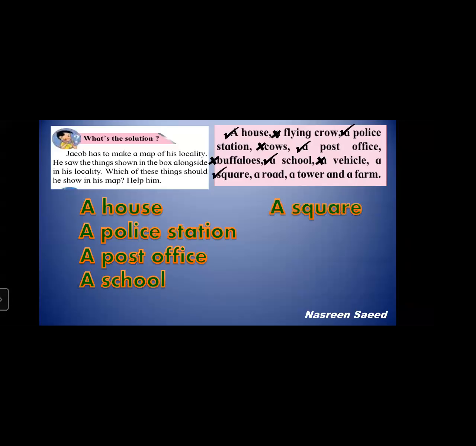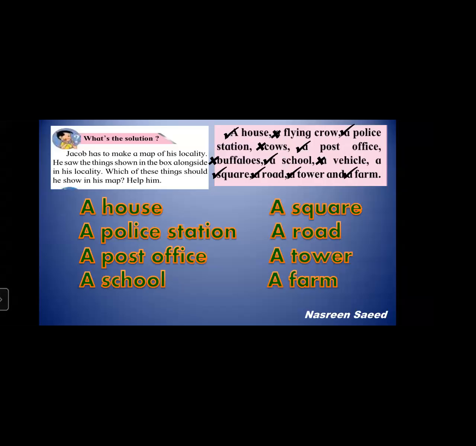Now, what is a square? Chauraha. We have that chauraha in our area, in our society. That is a chauraha. Square. A road. Yes, we are going to show a road in the map. A tower. Yes, a tower is also going to be shown on a map. A farm. Yes, a farm is also going to be shown on a map. So these all things Jacob should show on the map of his locality.